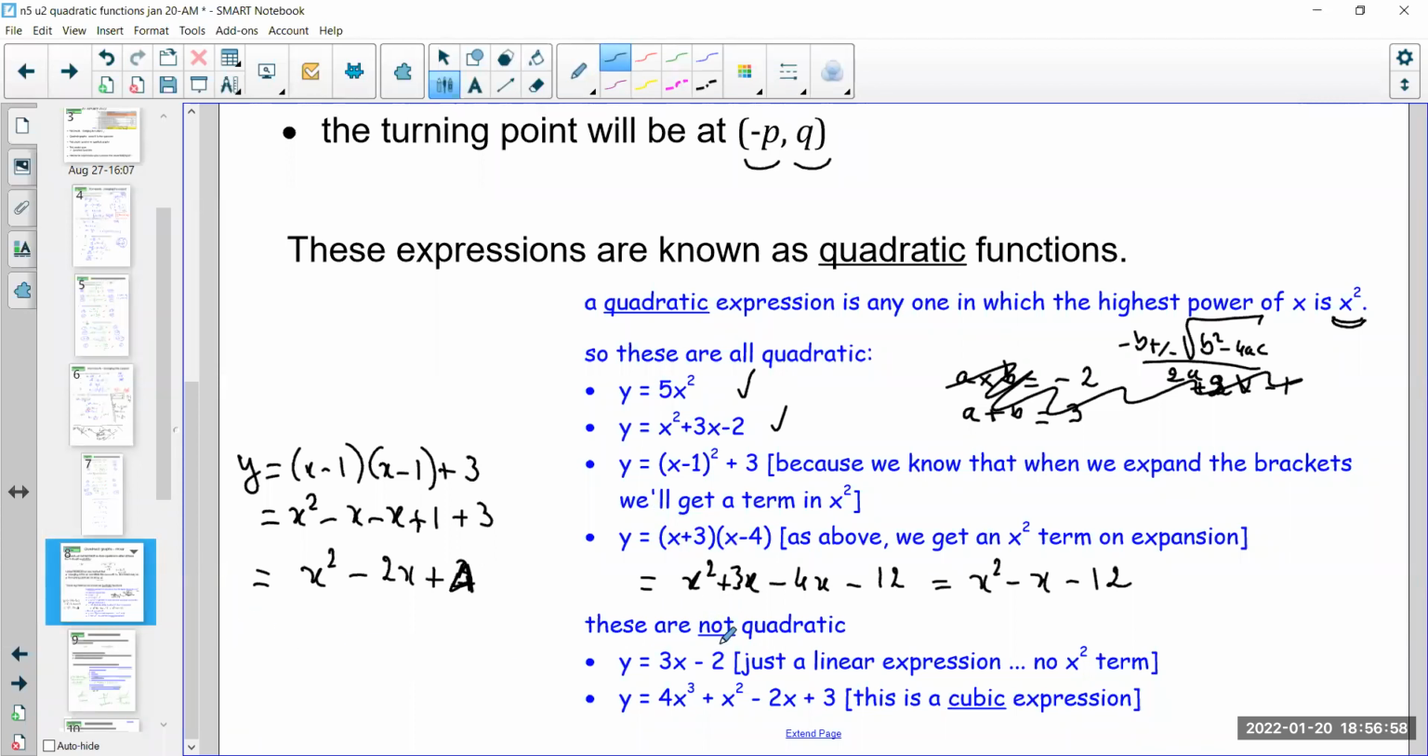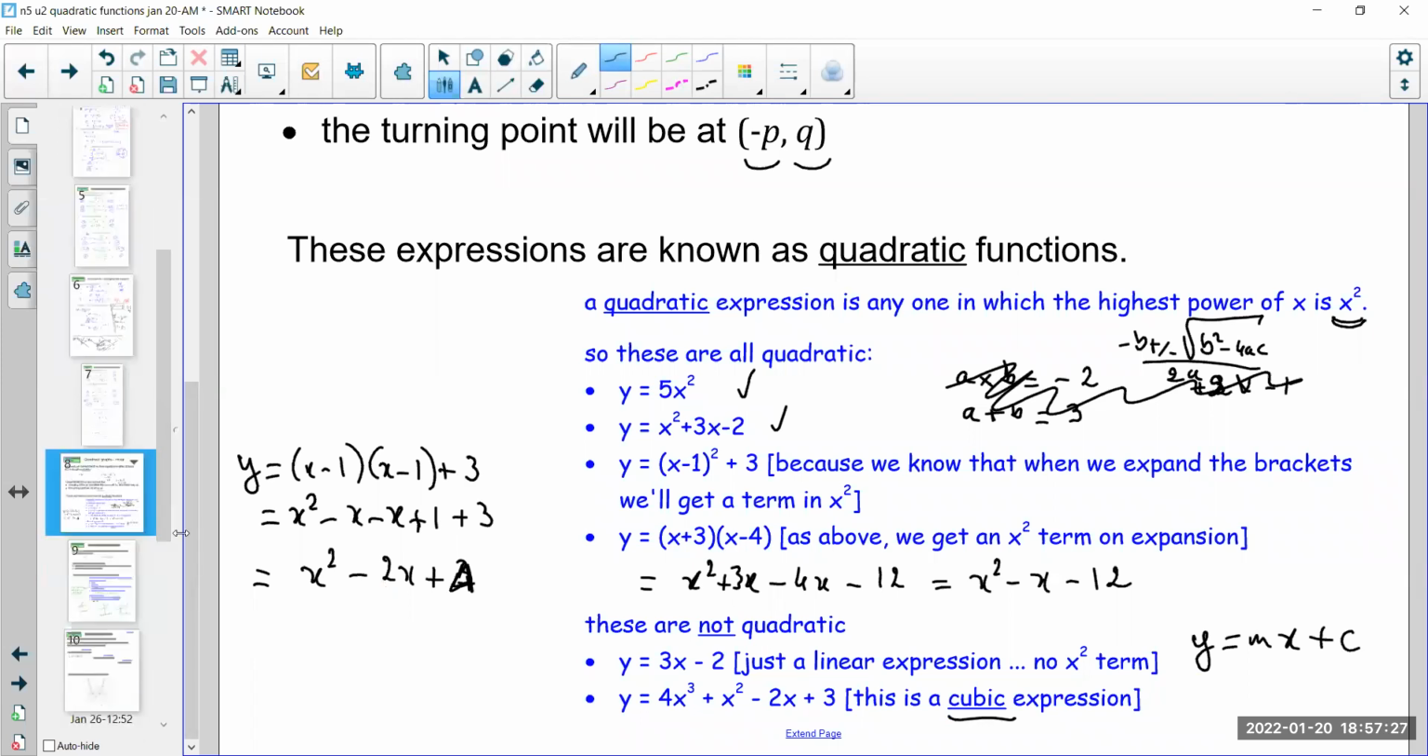Okay. Whereas these ones here, y equals 3x minus 2, that is the expression of a line, right? Remember y equals mx plus c. That is the equation of a straight line. Here, because we've got another term with a cube, it's a cubic expression. And we said these are not quadratics. All right. Any questions with that?